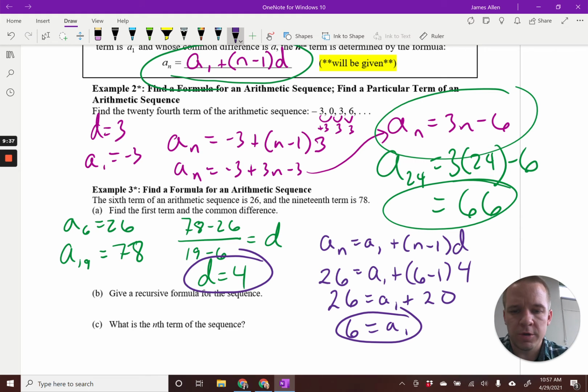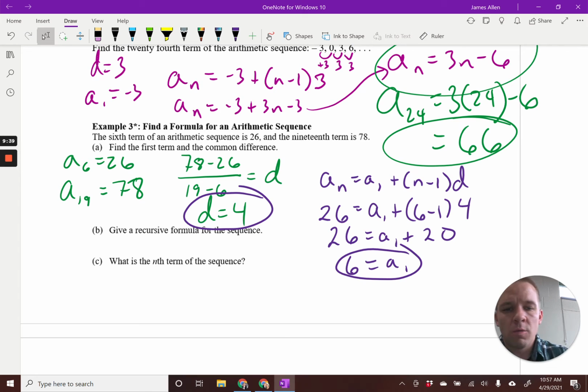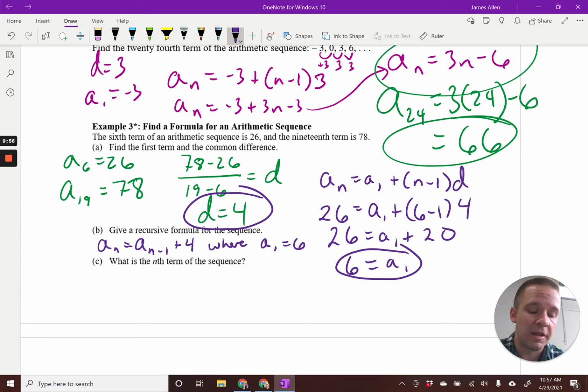The next part here is: give a recursive formula for the sequence. Well, I know I've got the a sub 1, so we're already good there. It's going to be a sub n is equal to the previous term, a sub n minus 1, plus my common difference of 4, where a sub 1 is equal to 6. That's it. I already did all the heavy lifting. I already did all the work.